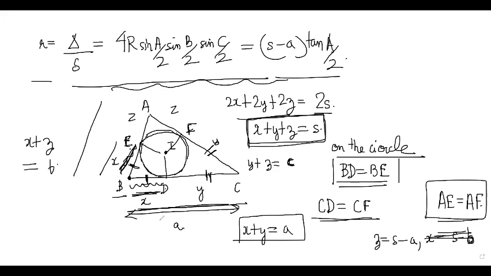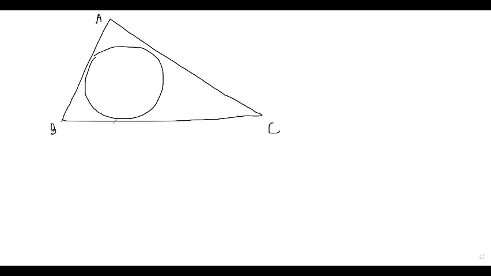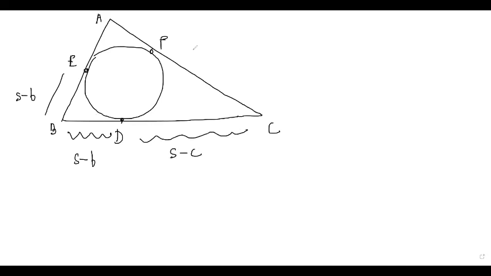I will just draw a different figure, because it is becoming very complicated there. So what I'm saying is, this is my circle, A, B, C, and this point is D, this point is E, this point is F. You can prove that this distance is s minus b, this is s minus b, this distance is s minus c, this distance is s minus c. And this is my incenter. Now notice that you can write a triangle like this, triangle BID.